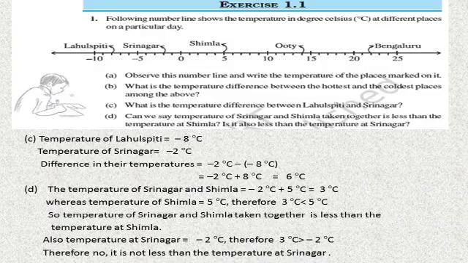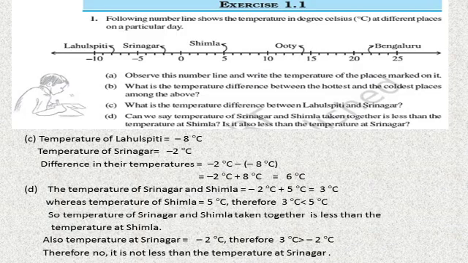Let us first perform this part. The temperature of Srinagar and Shimla taken together. Now, the temperature at Srinagar is -2 and the temperature at Shimla is +5. Both the integers having different signs will be subtracted. 5 minus 2 becomes 3, and the sign will be positive. Why? Because 5 is a bigger integer having a positive sign.